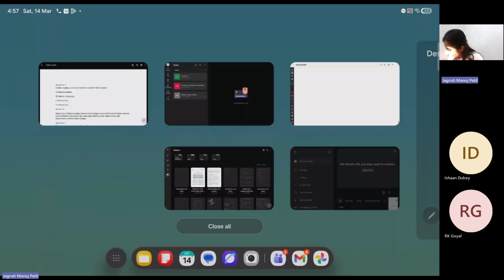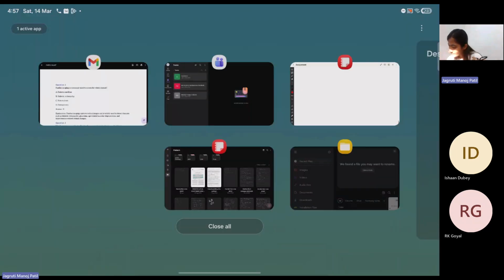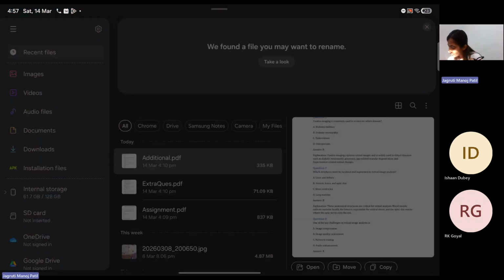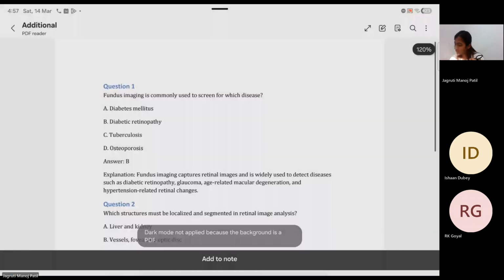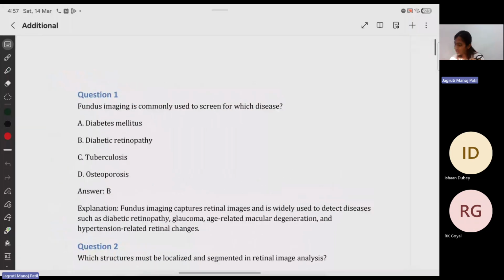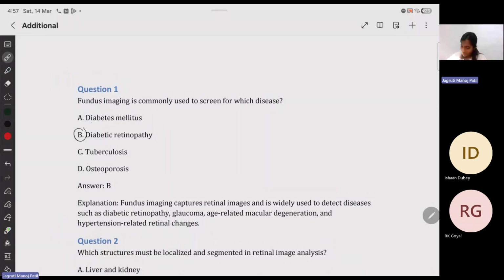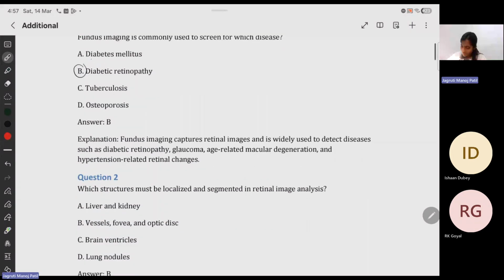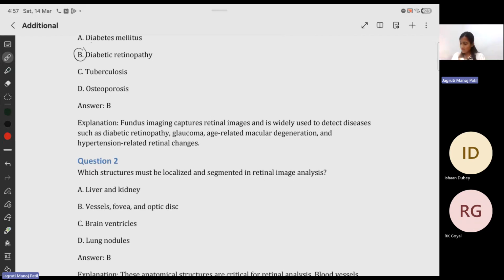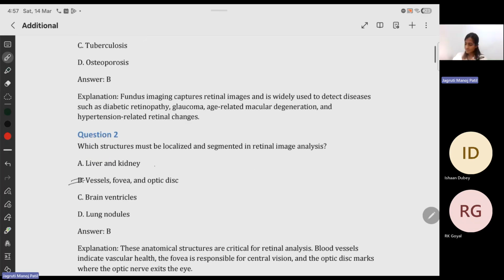I have a few other questions. If you want, you can have a look at those. I guess this one we can do, and the other ones I can upload. The answers are directly written below it. So fundus imaging was for which disease that we looked at? It's for diabetic retinopathy here. And an explanation is also added. Then which structures must be localized and segmented in retinal image analysis? It's the vessels that you're looking at. This one and the other ones are interrelated to retinal image analysis.